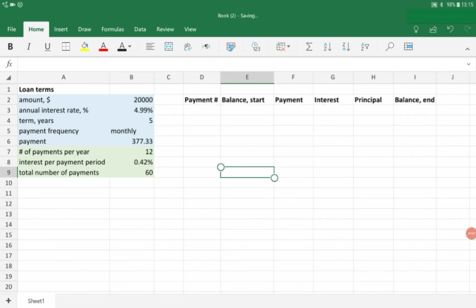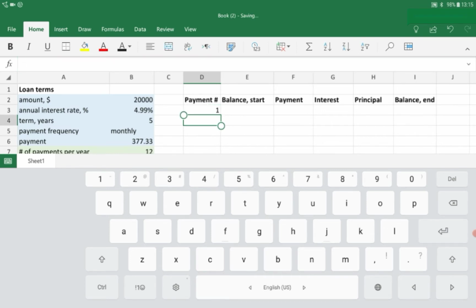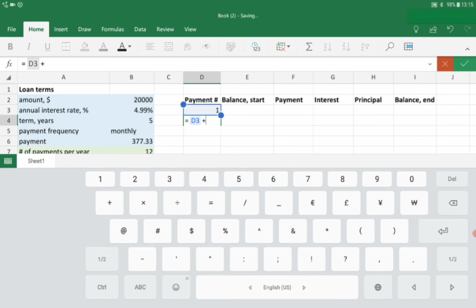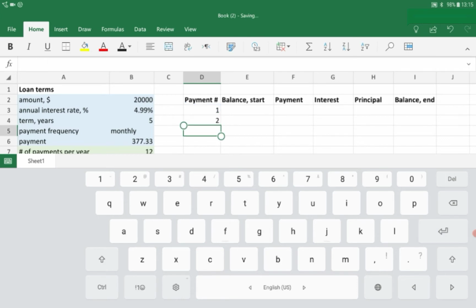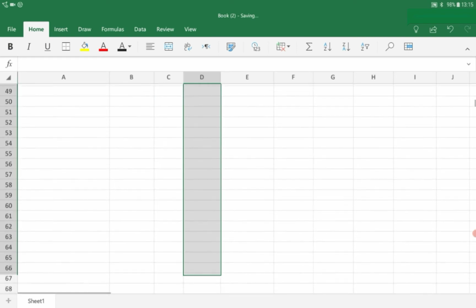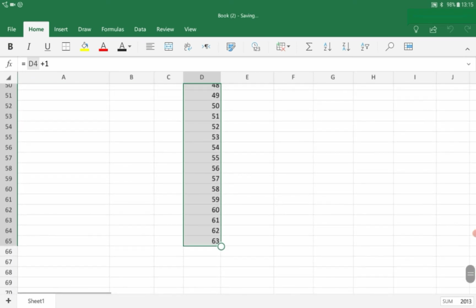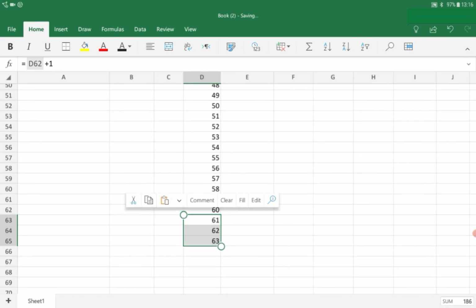Now we're ready to set up our table. I already put the column headers. So in this column, we're going to enter our payment periods. Here's how you can do it without typing manually from 1 to 60. You create a formula, and then you copy and paste it over 60 rows. So here I'm going to delete the 3 last rows because my payments end at payment number 60.